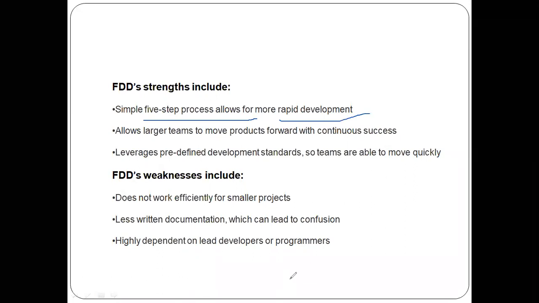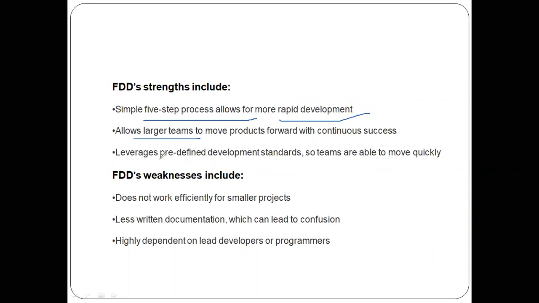And coming to the second strength, it allows larger teams to move products forward with continuous success. If you want to work fast, then you may increase the team size. If you want to improve the speed of your project work, then you should increase your team size also. So such things are allowed in FDD.